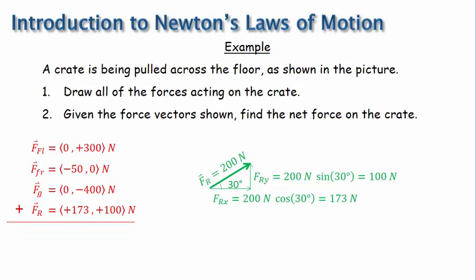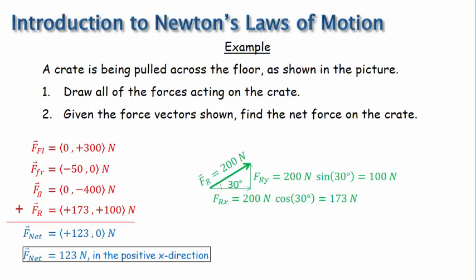And now we can add up all of the individual components to get the components of the net force, which are plus 123 in the x direction and 0 in the y direction. Or we can easily write it in polar form, 123 newtons in the positive x direction. Is it a coincidence that the y component came out to be 0? Think about that and we'll discuss it in class.